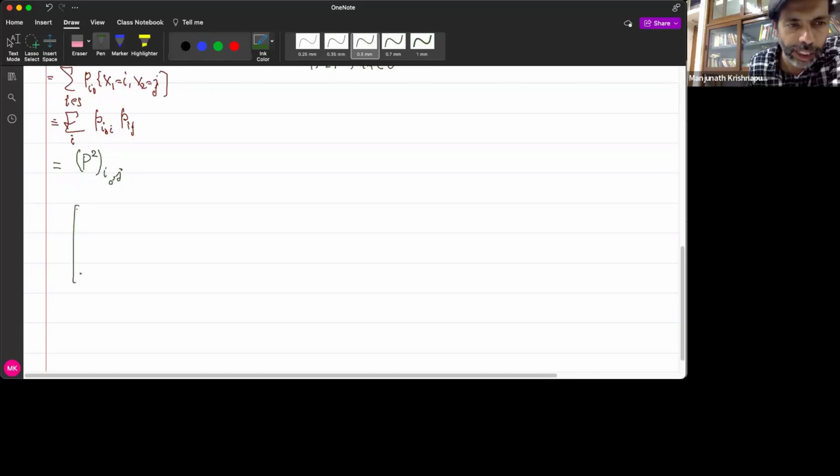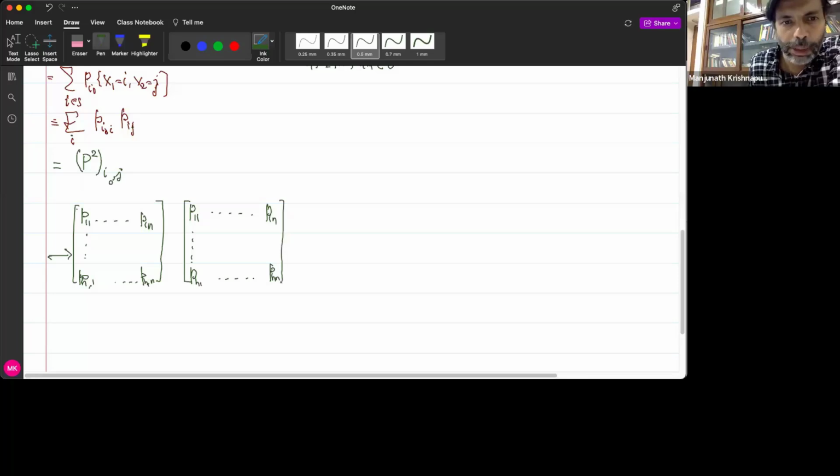So P squared means we are writing P11 up to P1n, down to Pn1, dot Pn,n. If I want to multiply P with itself, I take here another copy of P, P11 up to P1n, and down to Pn1, Pn,n. So now how do I get a particular entry? If I want the ij entry of the product, what should I do?